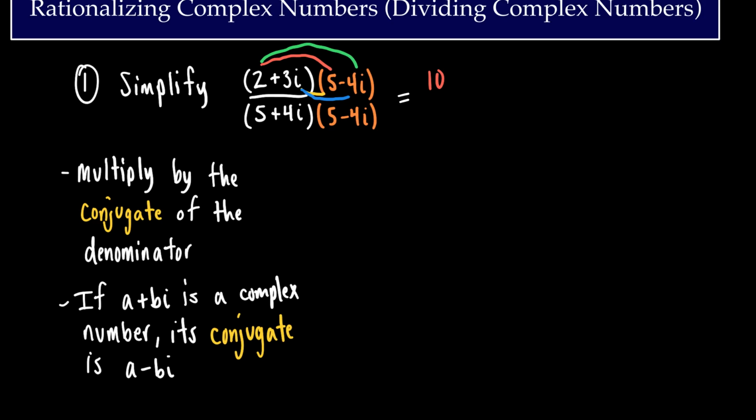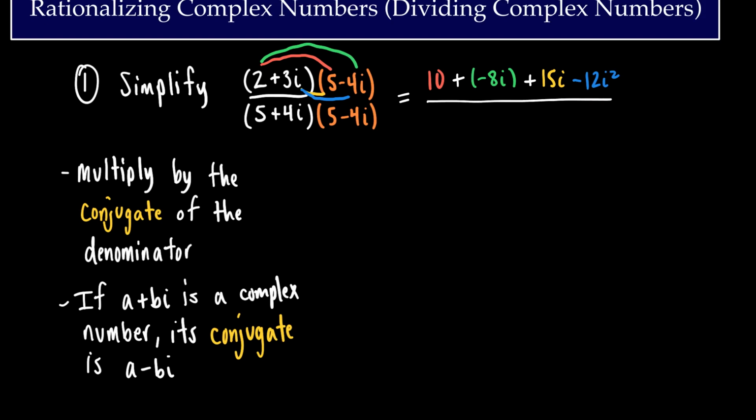In the green, we're going to get 2 times negative 4i, so that's negative 8i. For the yellow, we're going to have 3i times 5, so that's 15i. And for the blue, we're going to have 3i times negative 4i, so that's going to be minus 12i squared. That's the top part of this fraction.